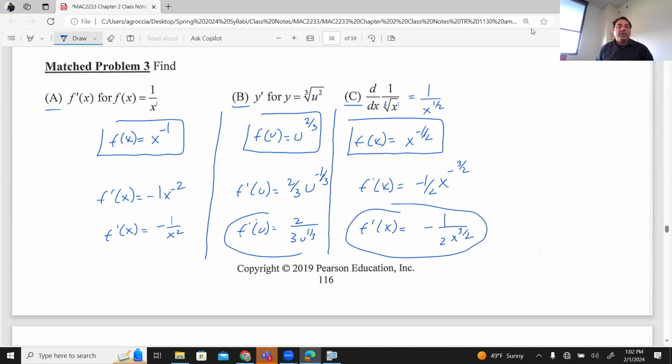So if you got them correct, fantastic. If you got them wrong, fantastic. Fix your mistake. Try to figure out what happened. But again, the lesson's the same. Exponent goes to the front, subtract 1. The issues we're having are not calculus. The issues we're having are algebra, fractions, decimals, square roots, not calculus.